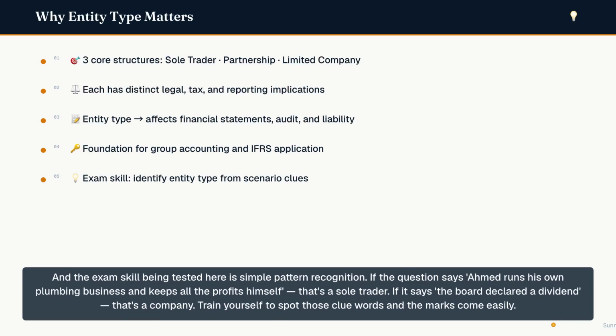And the exam skill being tested here is simple pattern recognition. If the question says Ahmed runs his own plumbing business and keeps all the profits himself, that's a sole trader. If it says the board declared a dividend, that's a company. Train yourself to spot those clue words and the marks come easily.